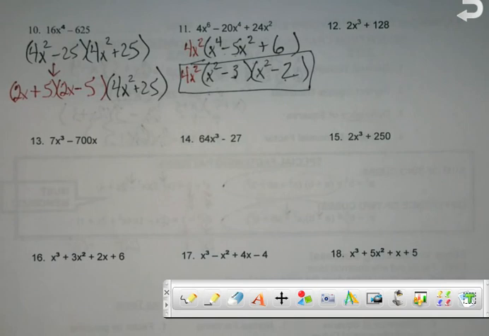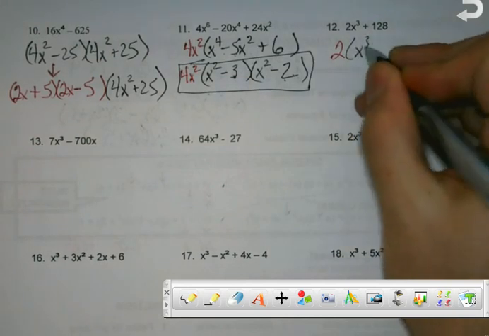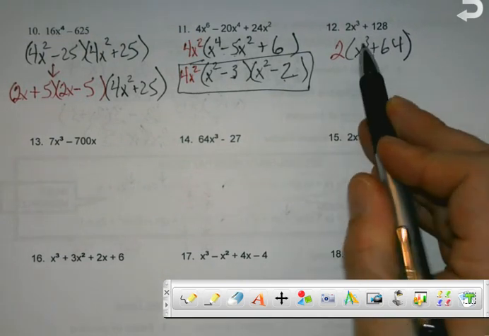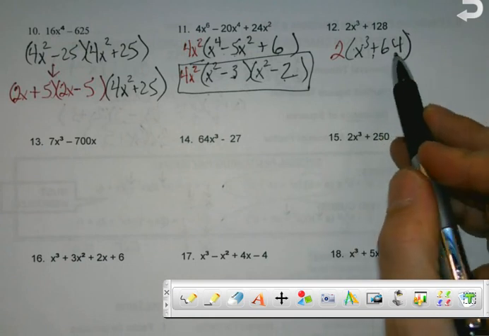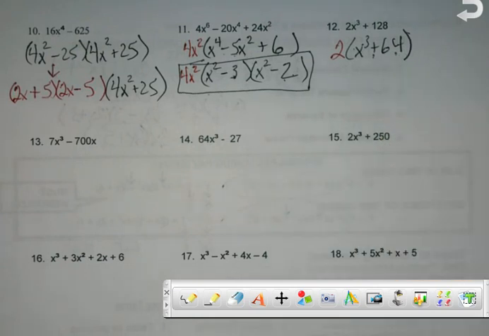One last one. Number 12. Anything in common? 2. All right, get that 2 out of there. Am I done? Silly question. I'm not going to let you just take a 2 out of something and be done. Of course not. I have a sum of cubes because we're going to know here soon, if we don't already, that 64 is a perfect cube, not just a square.